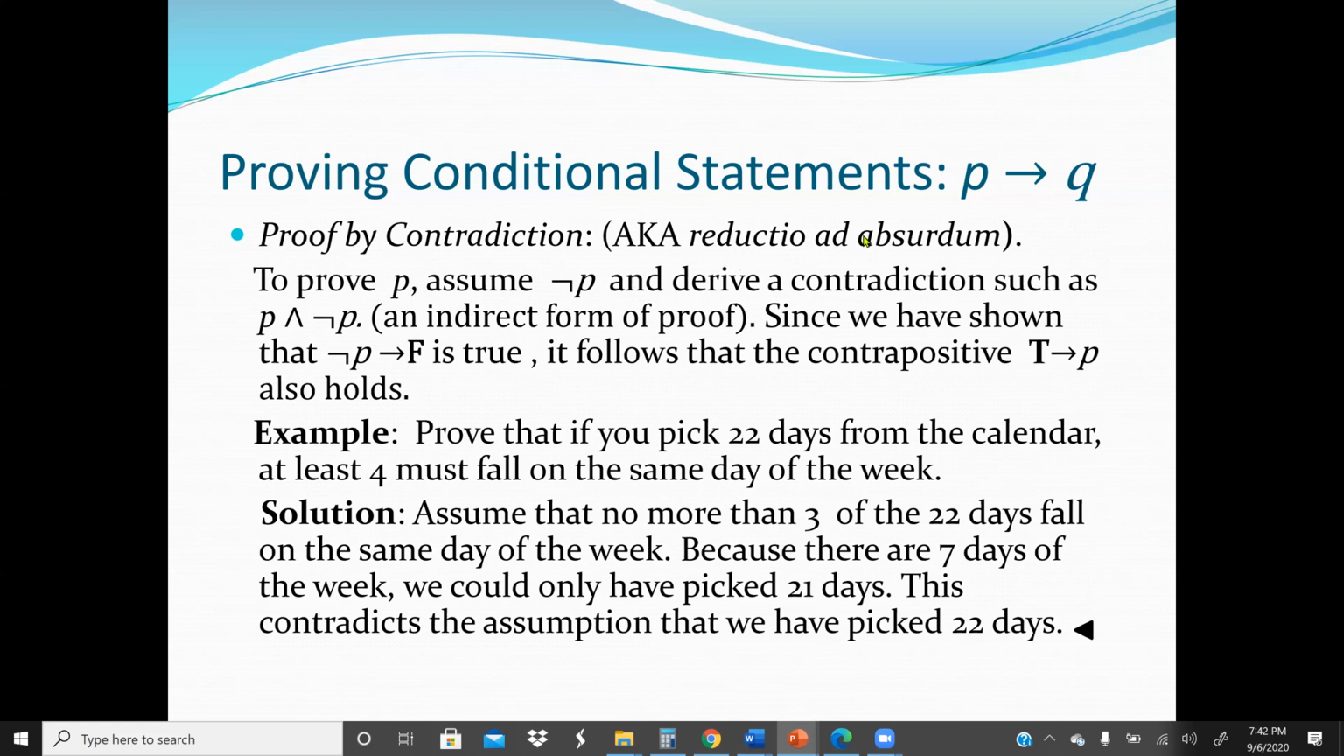Also, proving a conditional statement by contradiction now. We say also reductio ad absurdum. To prove P, assume not P and derive a contradiction such as P and not P, an indirect form of proof. Since we have shown that not P implies F is true, it follows that the contrapositive, T implies P, also will hold true.